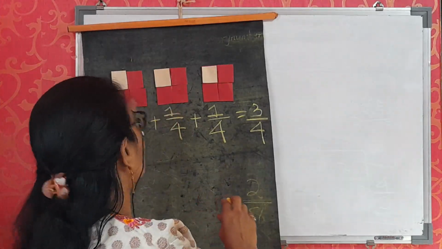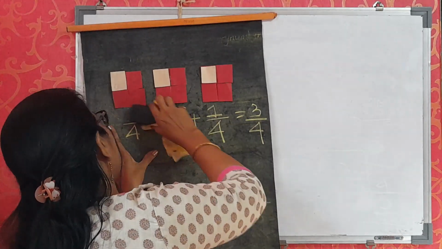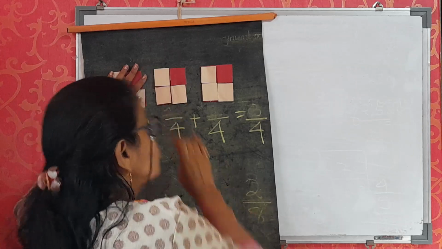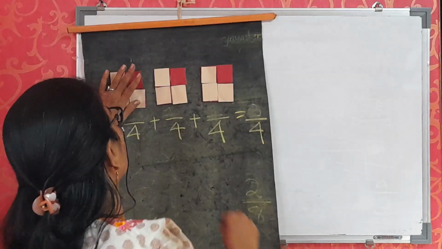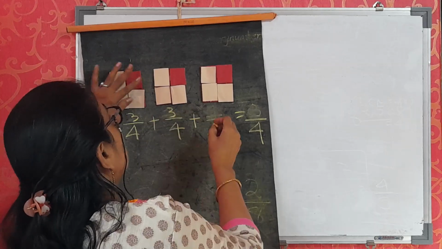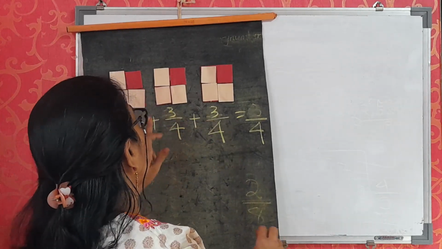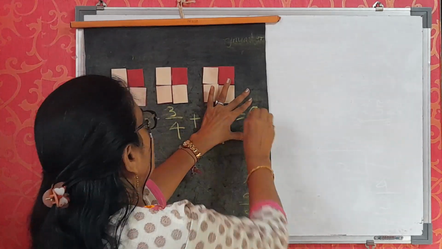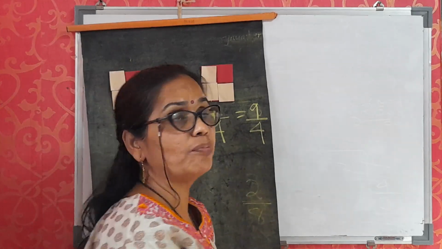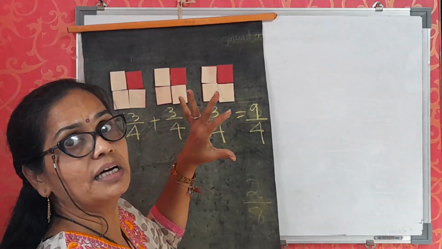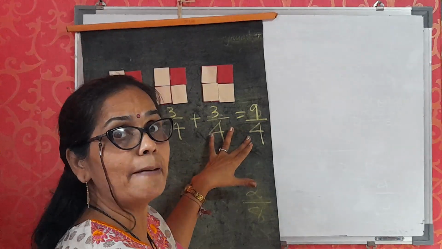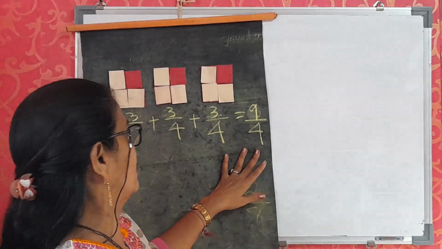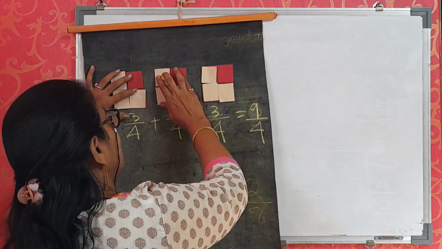Now look here, instead of one part, if I am shading three parts, I am shading 1, 2 and this is the third part. So out of 4, everywhere I have shaded 3 parts. So 3 upon 4 plus 3 upon 4 plus 3 upon 4, it becomes 3 plus 3, 6, 6 plus 3, 9 upon 4. Now children see, 9 upon 4, that means the numerator is bigger than the denominator. That means it is an improper fraction. So now when we have an improper fraction, we convert it into a proper fraction. But this way we are doing the multiplication.